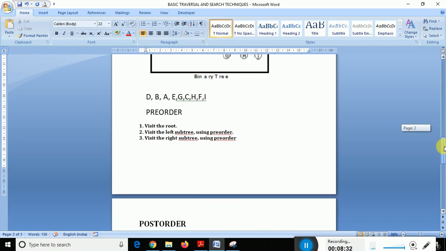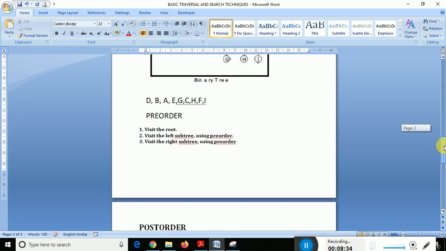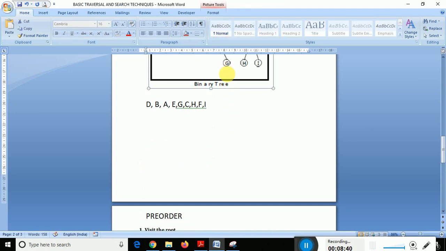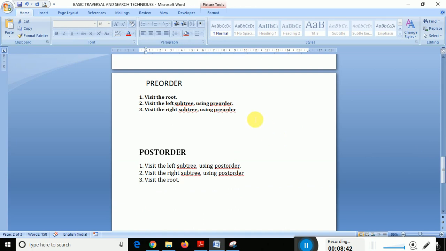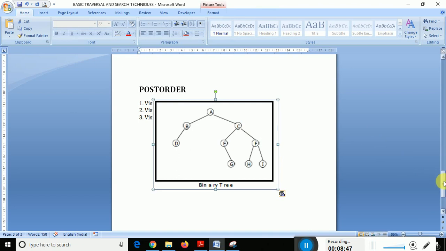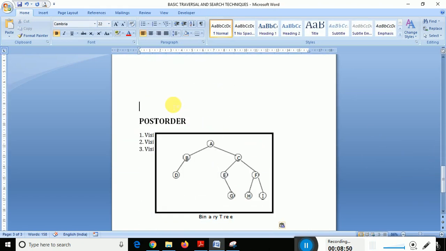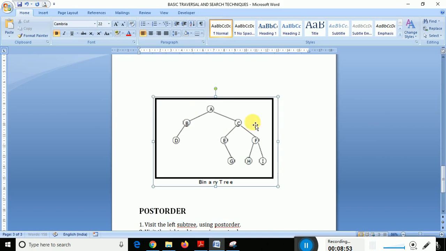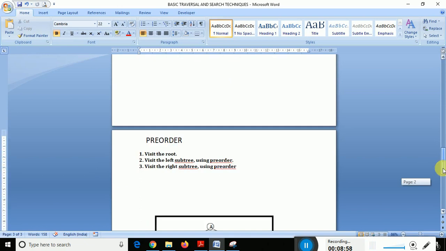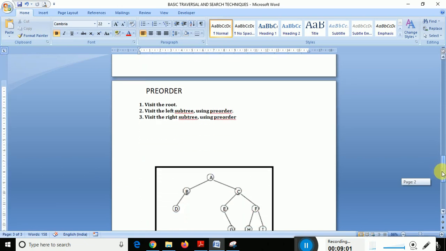Next we'll move to the pre-order, then post-order. Here I'll just copy and paste the same graph, put it here, and show you how to solve pre-order. I'll put a graph here so it will be visible. The rule of in-order is different, pre-order is different. In pre-order, what it says is, first we have to visit the root, then the left subtree, then the right subtree.